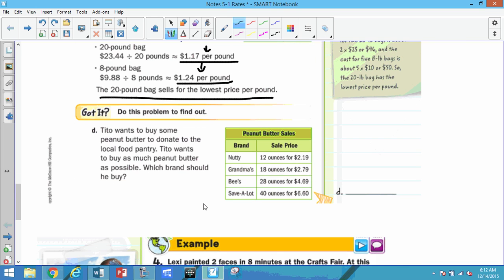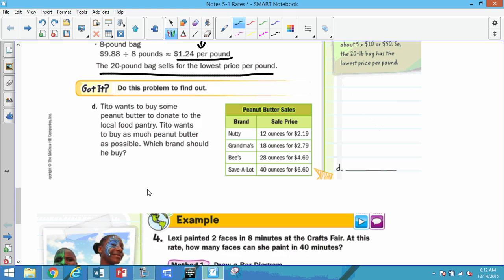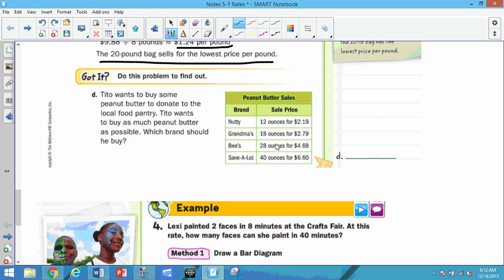Okay, so for D, I think I want to do D together. So you should know what you're doing because you're going to have to do this on your assignment. Tito wants to buy some peanut butter to donate to the local food pantry. Tito wants to buy as much peanut butter as possible. Which brand should he buy?